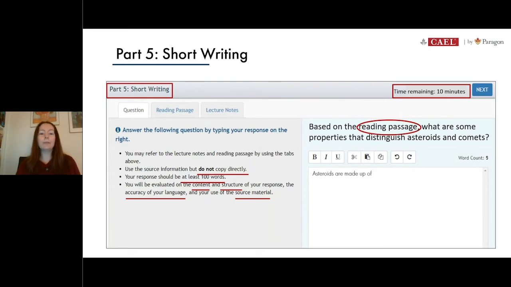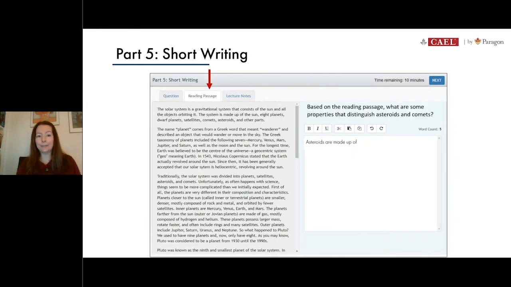So this question, we're told we must use the reading passage on the CAEL test. So what that means is you're going to click on the reading passage tab, which is at the top of the screen here. And that's going to pull up the long reading article that you've already read through and completed. So by the time you get to this short writing section on the CAEL test, you would have answered lots of questions about this long reading article. So it should be very familiar in your mind already. Still though, you'll want to skim read this article to pull out details that will guide your writing.